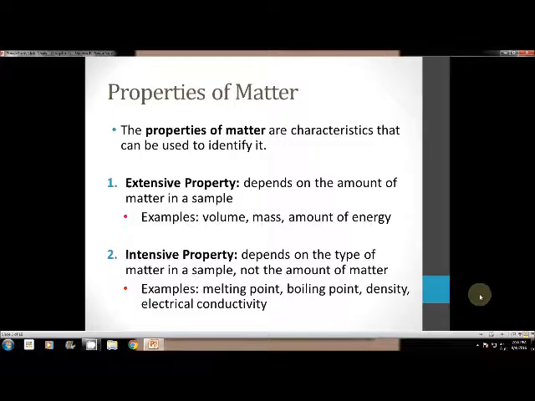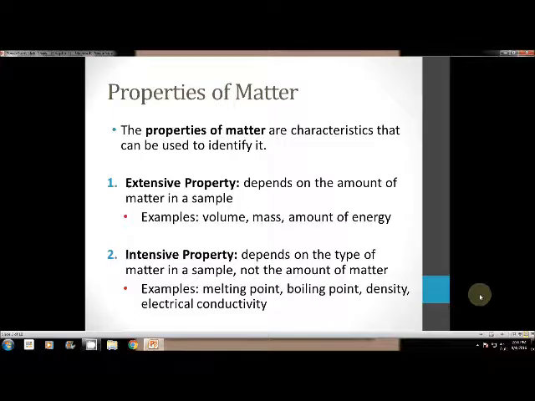Just like we all know, water boils at 212 degrees Fahrenheit or 100 degrees Celsius, and that's something that's going to happen every time that you have pure water. So that is an intensive property because it's water.